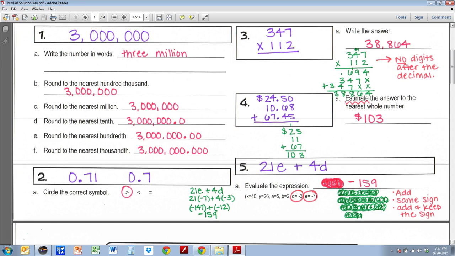And then when we're going to round to the nearest tenth, we have to be specific. So we need to add our decimal point and a 0 after the decimal point. So it's 3 million and 0 tenths. Nearest hundredth is 3 million and 0 hundredths. And then the nearest thousandth is 3 million and 0 thousandths.